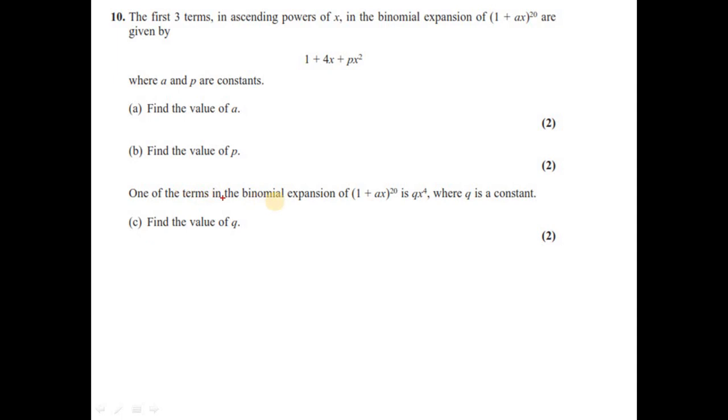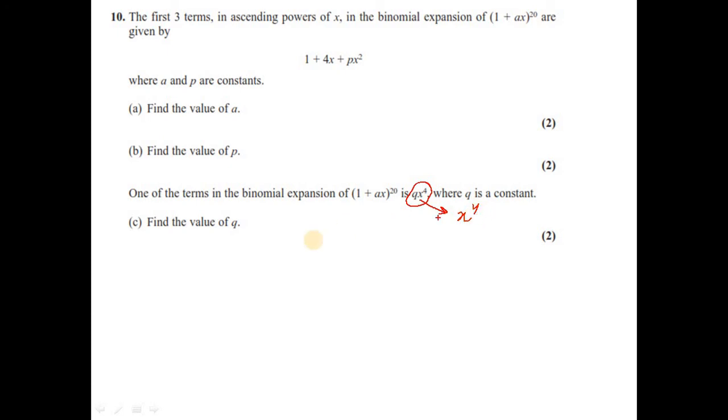One of the terms in the binomial expansion of (1 + ax)^20 is qx⁴, where q is a constant. Find the value of q. So again, in this part C, we need the term involving the coefficient of x⁴. You can write the whole expansion till the 4th term, or you can use a direct concept if you need the coefficient of the 4th power.